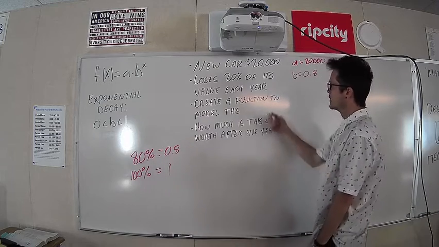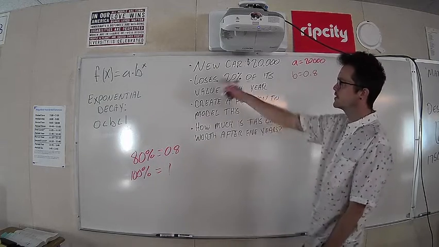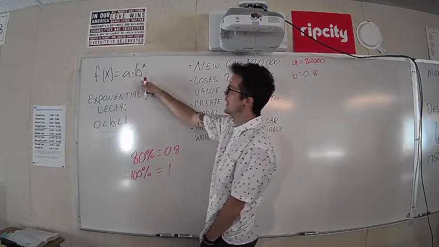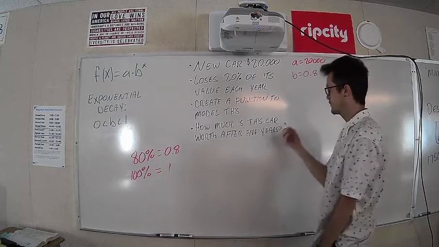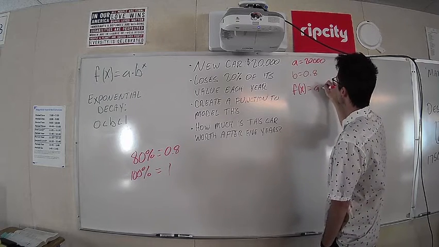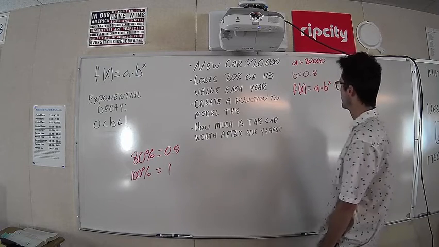Great. Let's create a function to model this. We're just going to follow this pattern: f of x equals a times b to the x. We have an a, we have a b. We're going to leave it in terms of x for the time being. So f of x equals a times b to the x.